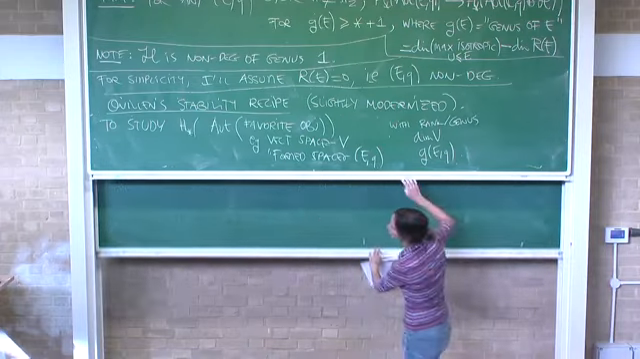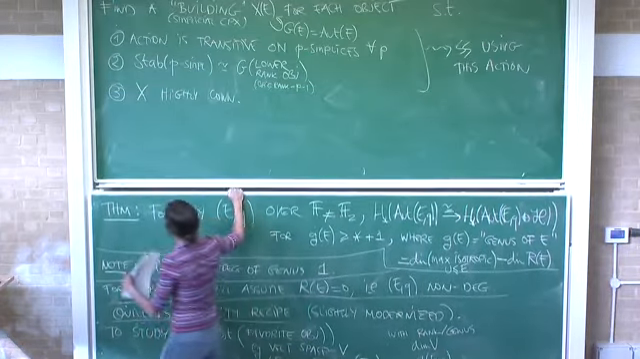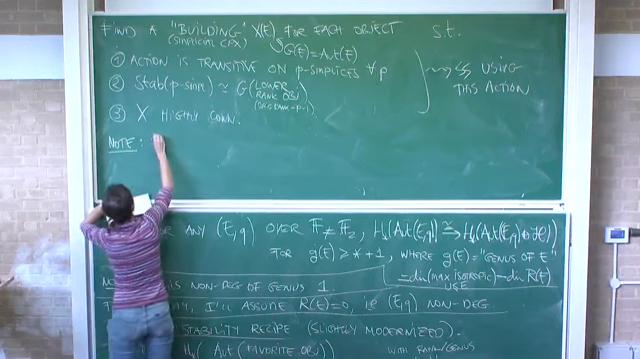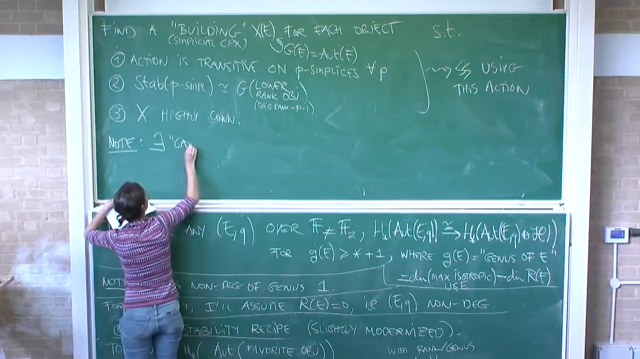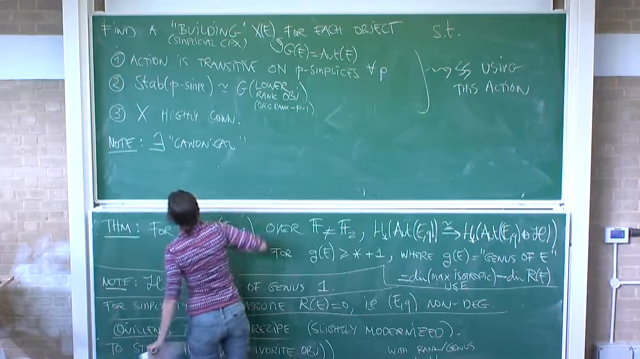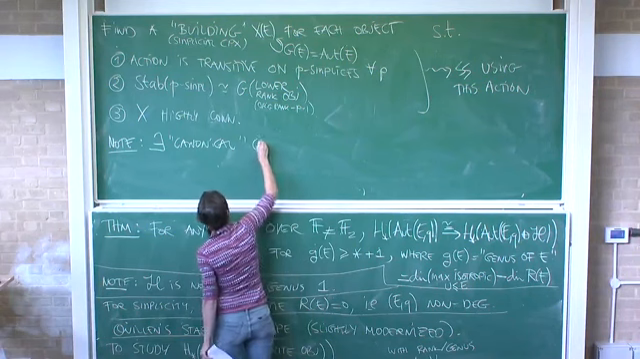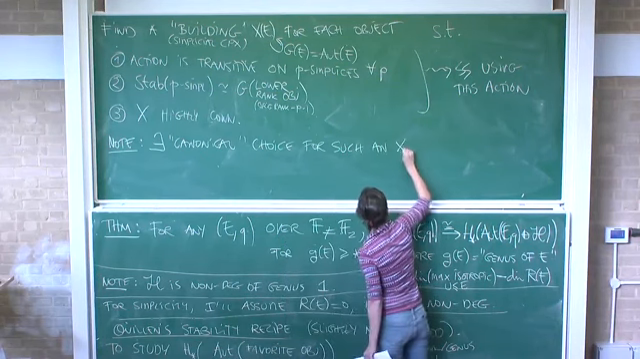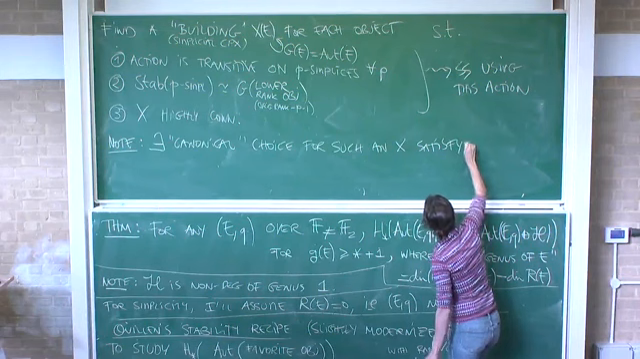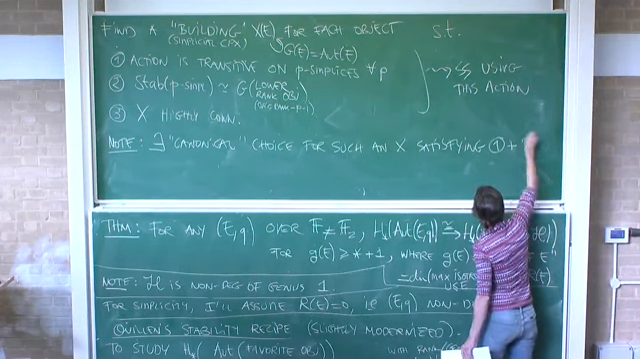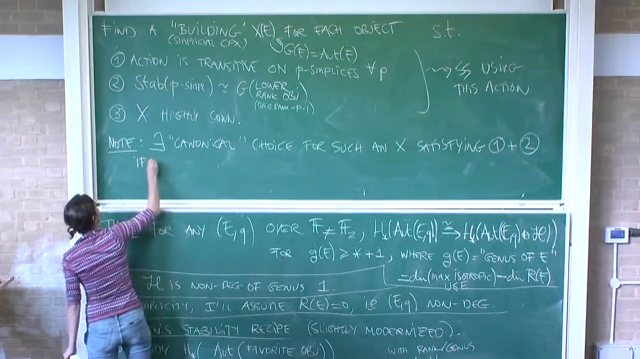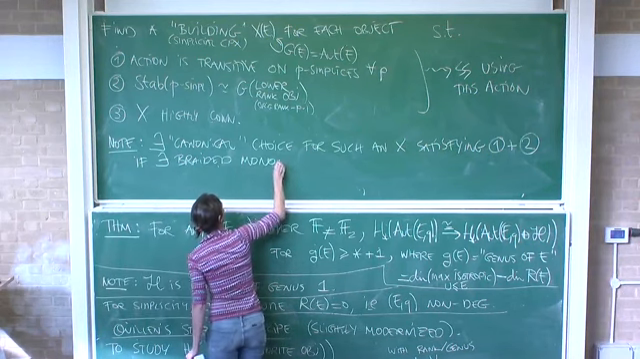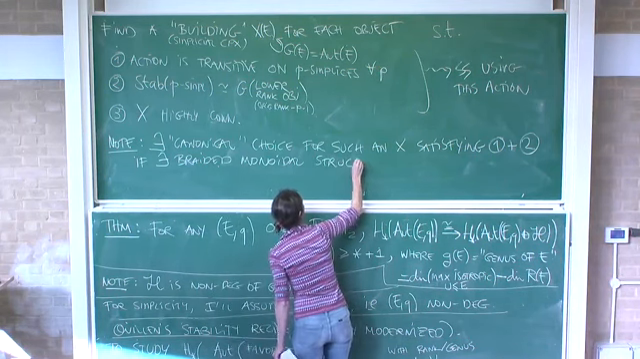Maybe first, some notes. There is a canonical, I don't know in what sense canonical, but canonical anyway, choice for such X satisfying 1 plus 2 if there is a graded monoidal structure around.